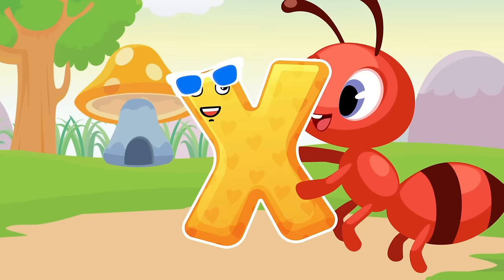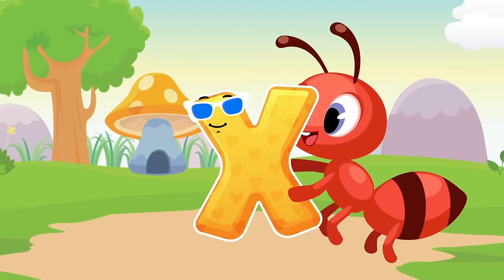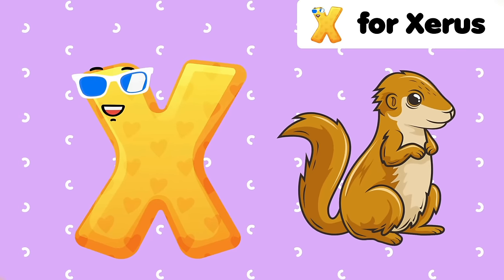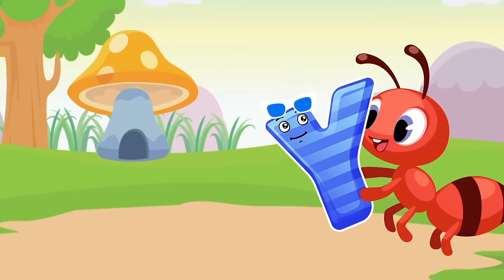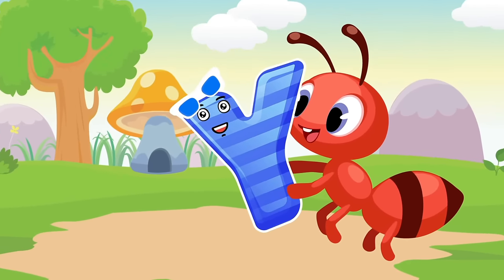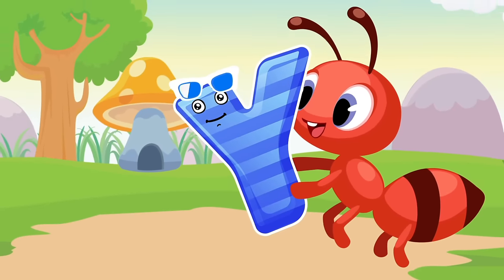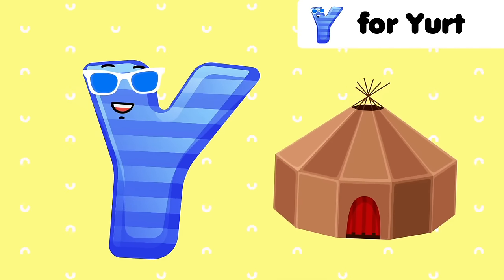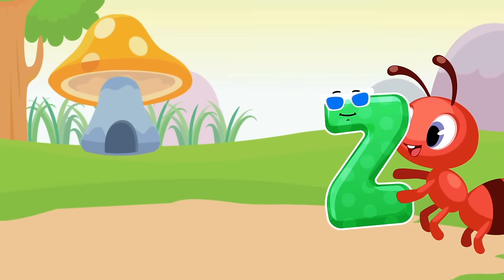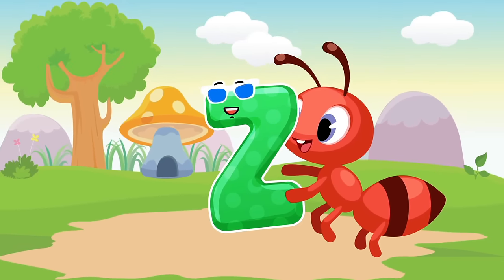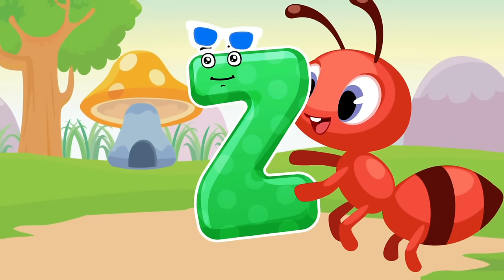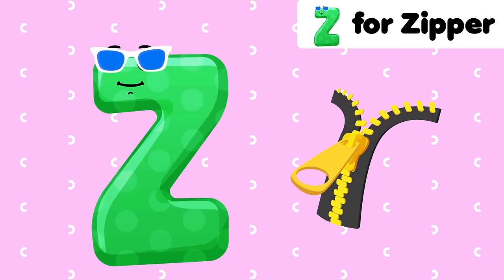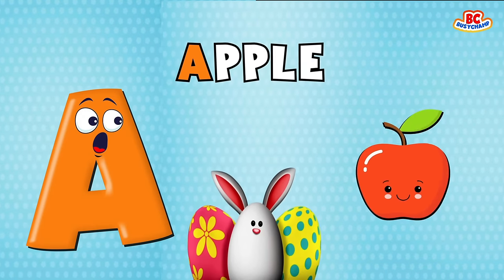X. Alphabet X. Y. Alphabet Y. Y for yard. Z. Alphabet Z. Z for zipper. A is for apple.